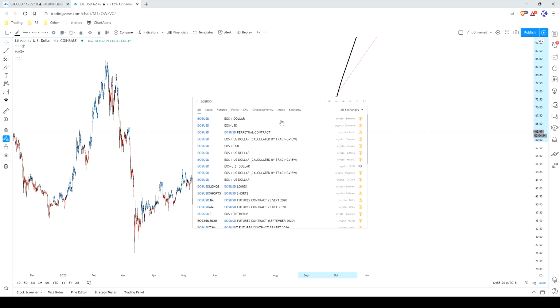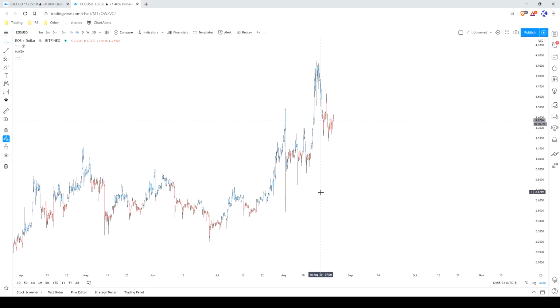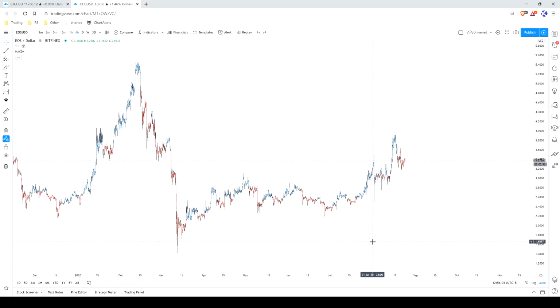EOS. I talked about EOS last week. I mentioned we could have an A, B, C, and then another move down. But what it actually did was make a corrective move here and impulsed out. For me, because we impulsed out of this, we need an A, B, C corrective move here. So there's many majors that look like they may not run straight from here.